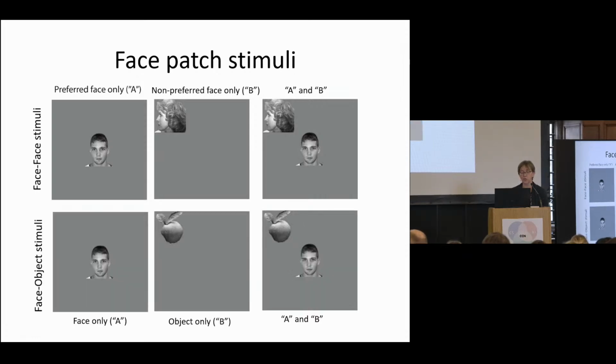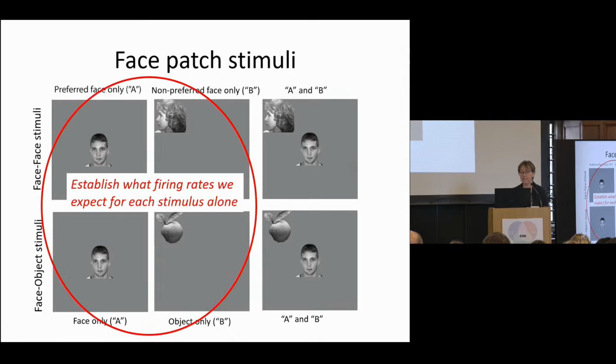They also included trials that involved a face paired with some other object that's not a face. The analysis that I'm going to describe to you involves analyzing all three of these different basic trial types. First, the single stimulus trials help us establish what firing rate we expect for each stimulus when presented alone.